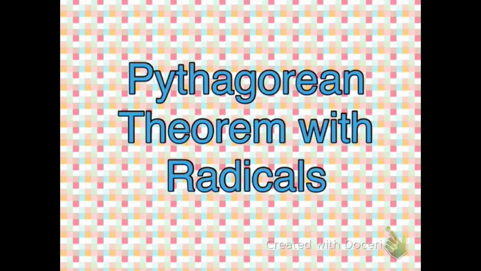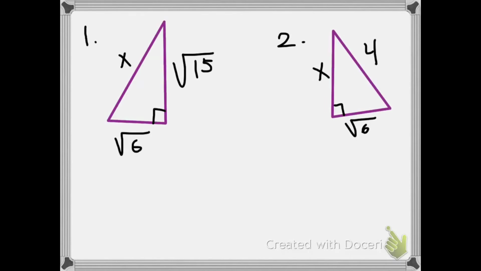Hey guys, in this video we're going to learn how to do Pythagorean Theorem with radicals. So here we go. A radical is basically an expression that has the square root or cube root, etc. Just a quick reminder, the formula for Pythagorean Theorem is a squared plus b squared equals c squared.